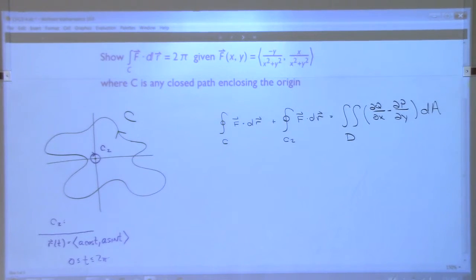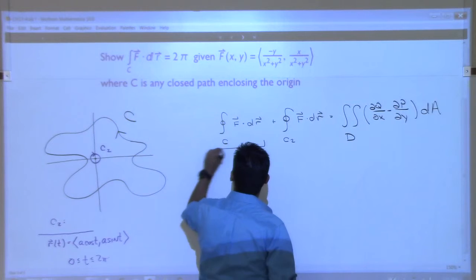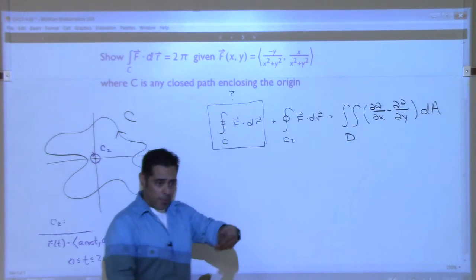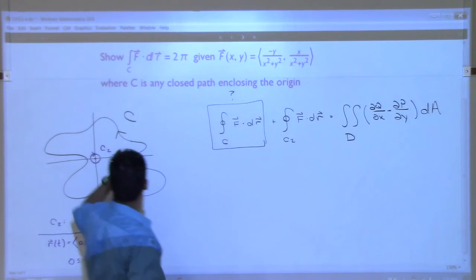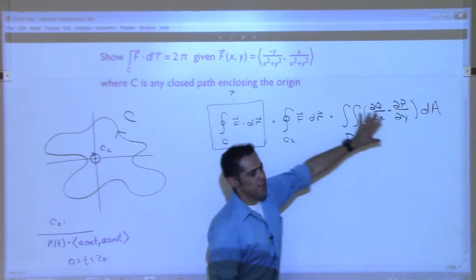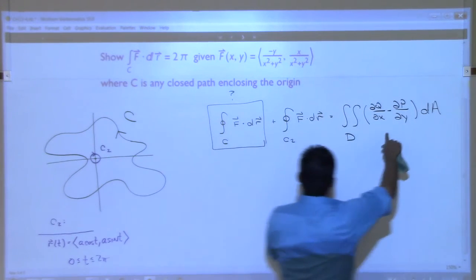Okay. Let's figure out what this is. Remember, what we're trying to do is this. This is what we want to know. But I'm using the result from the previous note that says if we draw it like this, if I come up with this new little curve, then I can say that this plus this equals that. Now, let's do this calculation over here.